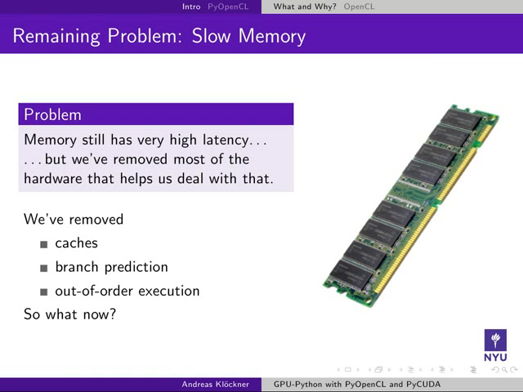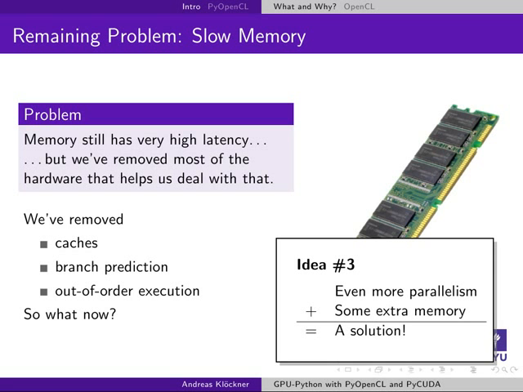The last idea that these GPUs bring to the table is, well, all the stuff that helped us deal with the slowness of memory, that we have removed. There were caches, there was prediction, there was out of order execution, so we can go do something else when we're stalled on memory. So what do we do? Well, you've heard the solution this morning again. It turns out we can solve the problem with even more parallelism, and as we've seen, if we add more parallelism, then we also need more context storage.